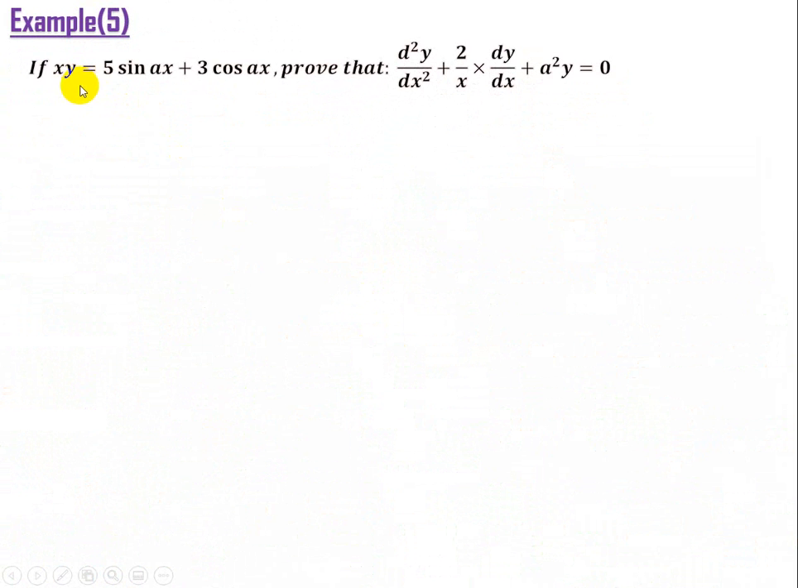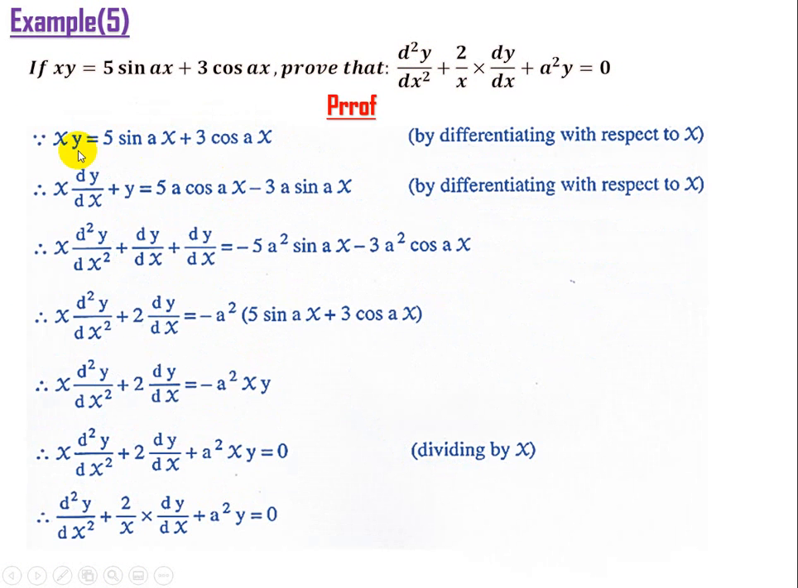Number 5. If xy equals 5 sin ax + 3 cos ax, prove that d²y/dx² + (2/x) dy/dx + a²y equals 0. You have here xy equals 5 sin ax + 3 cos ax. By differentiating with respect to x, we get x dy/dx + y, since the derivative of x is 1, equals 5a cos ax - 3a sin ax. Differentiating again with respect to x.